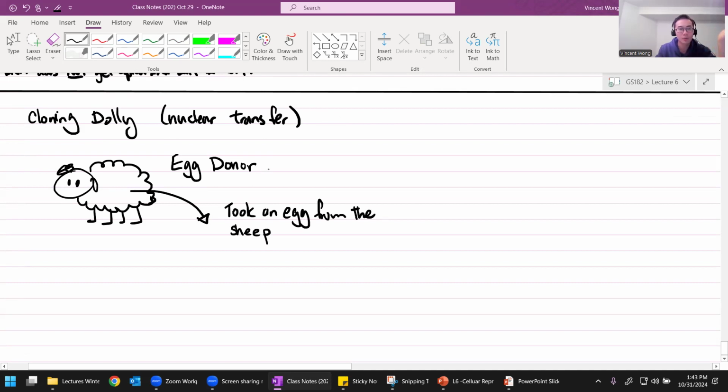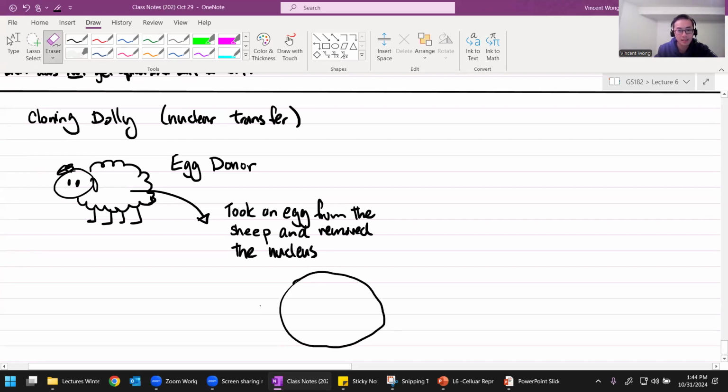One time, a student got really confused. She asked me, "I didn't know sheep lay eggs." And I said, "No, not like a chicken egg, but like humans have eggs as well." So this is like sperm and egg. So they took an egg from the sheep and removed the nucleus. And that's the egg. It's probably too big. That's an egg without the nucleus, so it's just like the eggshell, if you would.